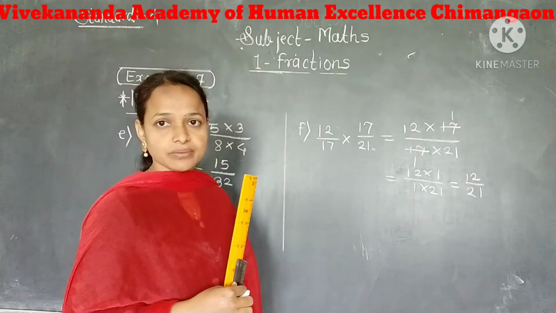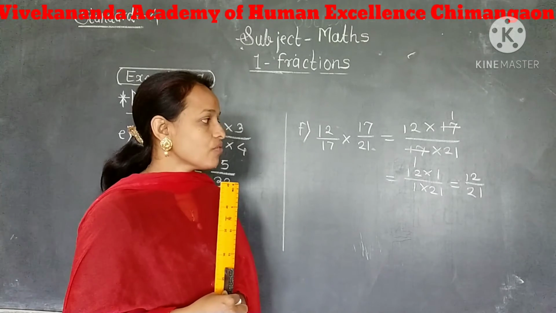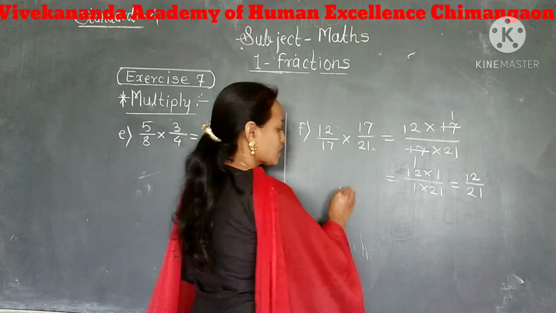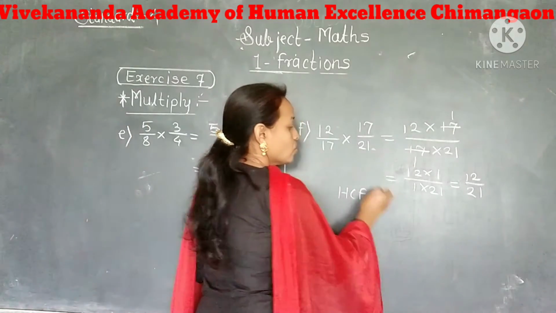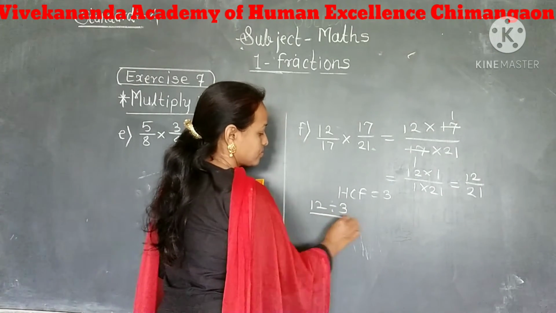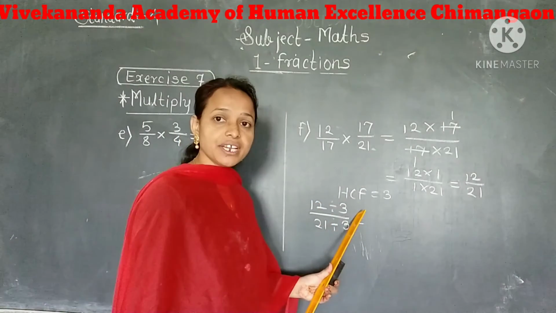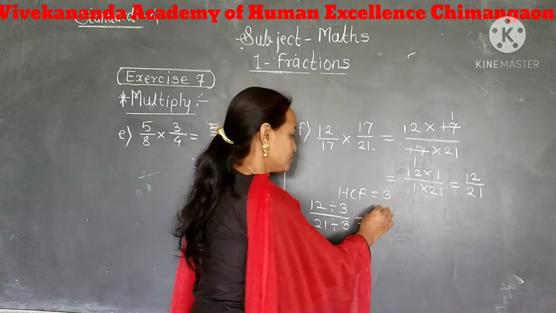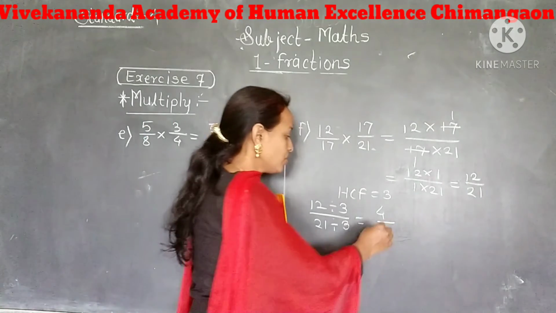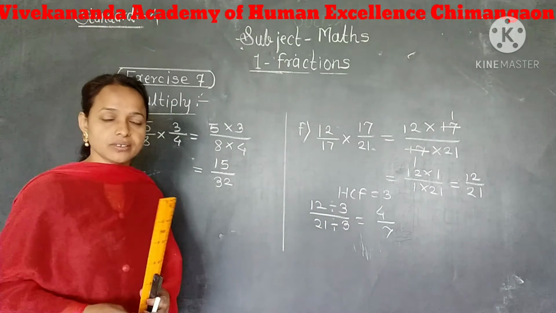Now 12 and 21. Now we have to find their HCF. So the HCF of 12 and 21 is 3. So we divide 12 and 21 by 3. By dividing 12 by 3 we get quotient 4. 3 4s are 12. And by dividing 21 by 3 we get quotient 7. 3 7s are 21. So here we get the answer 4/7.